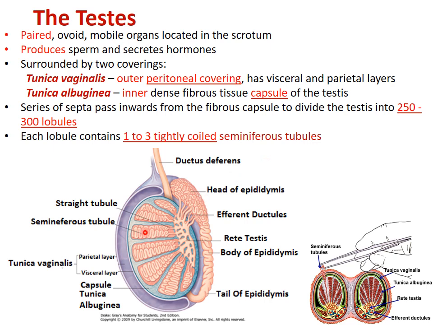These seminiferous tubules are not single, but here you can see these straight tubules, 1, 2. So they are 3 in number, usually 1 to 3 tightly coiled. Tightly coiled means it is under high pressure. If you make an incision in the testis, these seminiferous tubules will bulge out immediately, because they were so compactly pressurized and kept within this lobule, within this compartment.